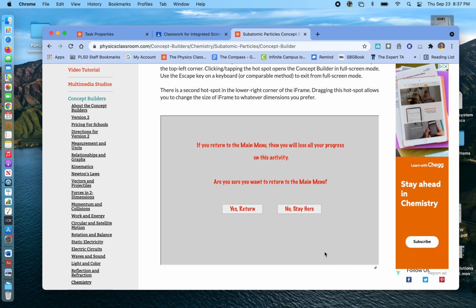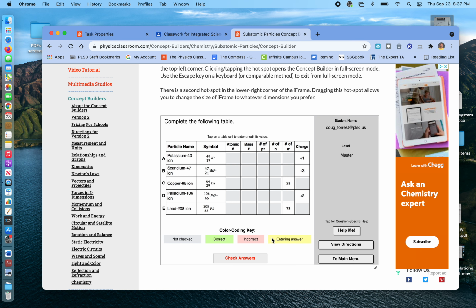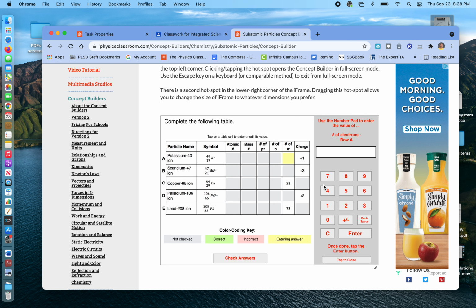I'm going to go back to the main menu. I'm going to show you how the master level looks different. So in this case, these have charges. So for this particular one, for example, I've got potassium. Its atomic number is 19, symbol is 40, so mass would be 40. Protons, same as the atomic number. Neutrons, same as we had before, where it's 40 minus 19. Number of electrons, well, in this case, I have 19 protons, but I've got a +1 charge here. So that means I would have only 18 electrons.